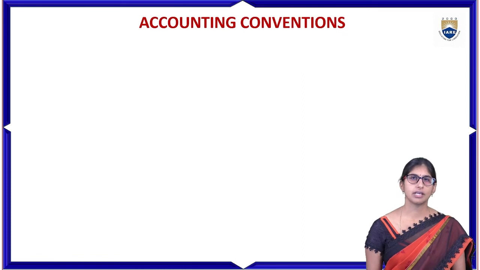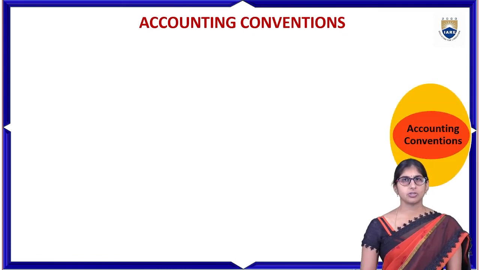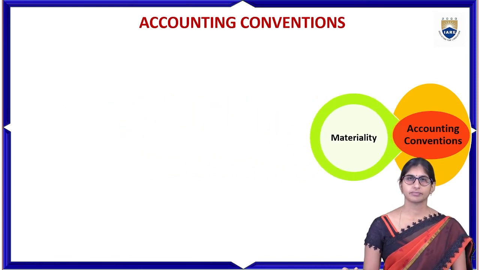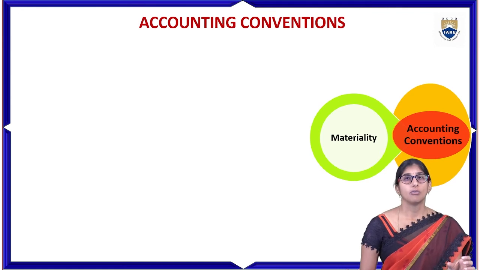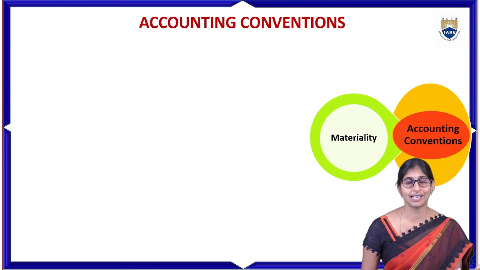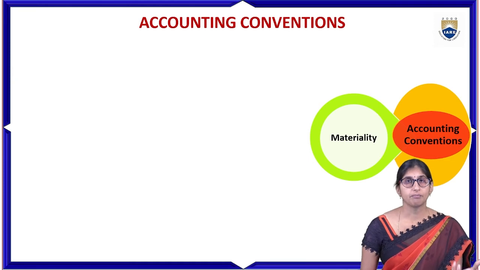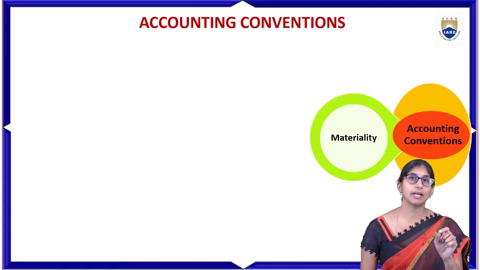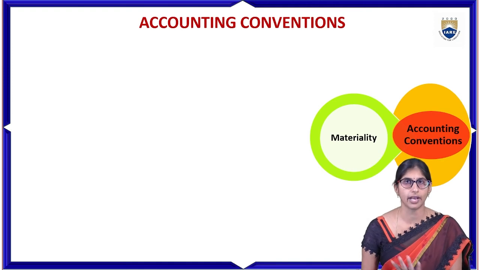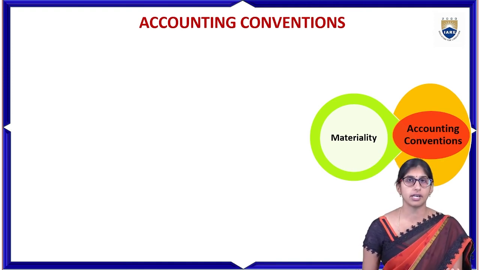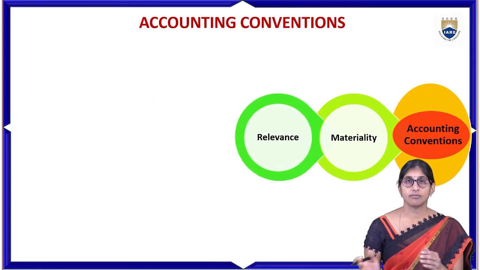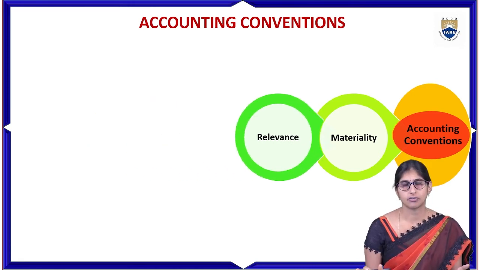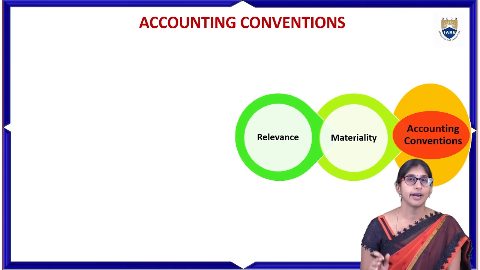So let's move on with the conventions. Coming to conventions, materiality. Unless the values are materialistic, one cannot record them in the books of accounts. So we have to consider that only the materialistic things are going to be recorded in the books of accounts. Non-materialistic things are not recorded in the books of accounts. This we have to ensure. And which is not relevant, we should not consider. We are going to consider only those of relevancy.